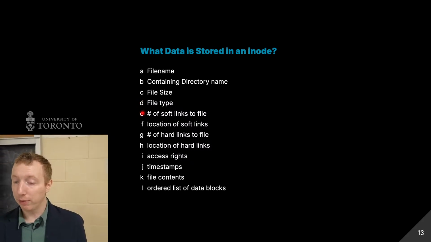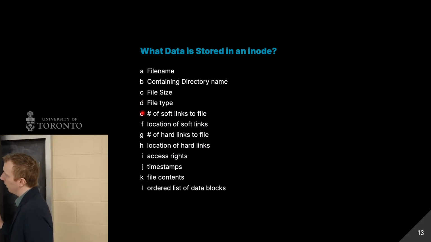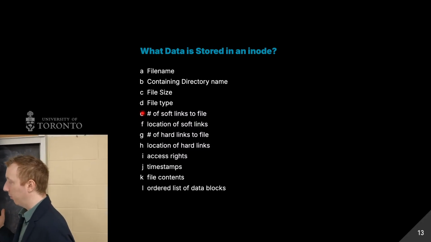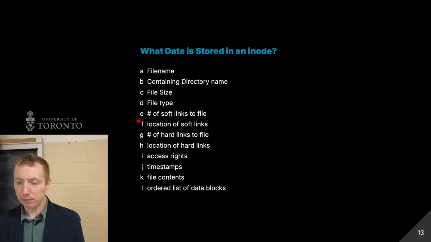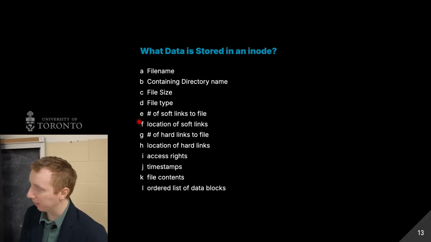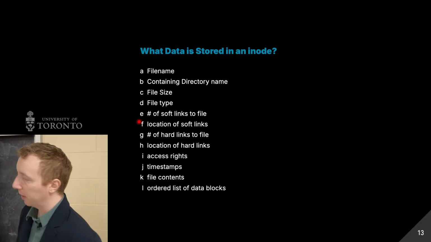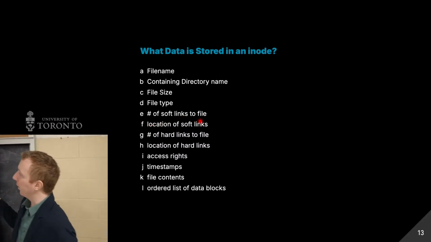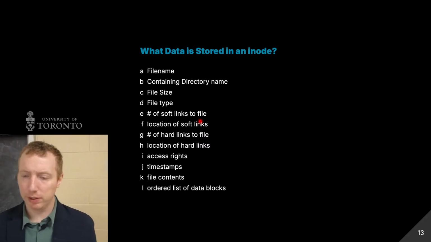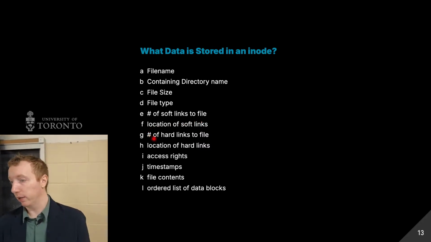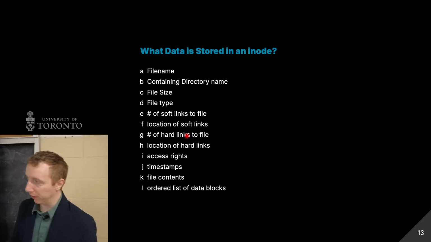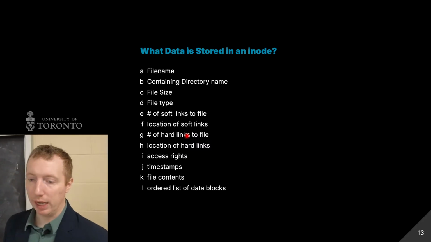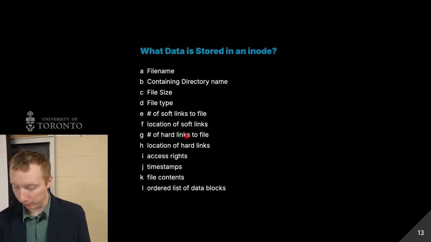The number of soft links to a file is not stored on the inode itself. It's just a name to a name. It doesn't get updated, and if you remove it, it's fine. Similarly, the location of soft links aren't saved anywhere, or sorry, they are saved on the inode itself, but you'll get experience with that in the lab as well. And the number of hard links to a file is stored on the inode itself. Basically, minus the file name, whatever you stat about the file is stored on the inode itself.